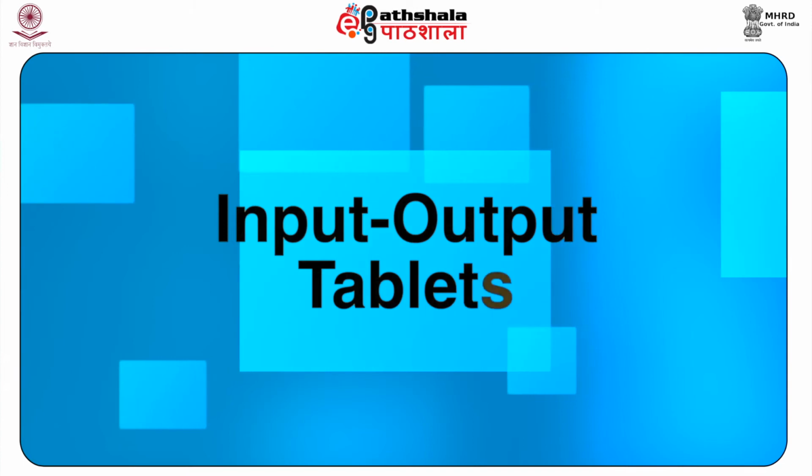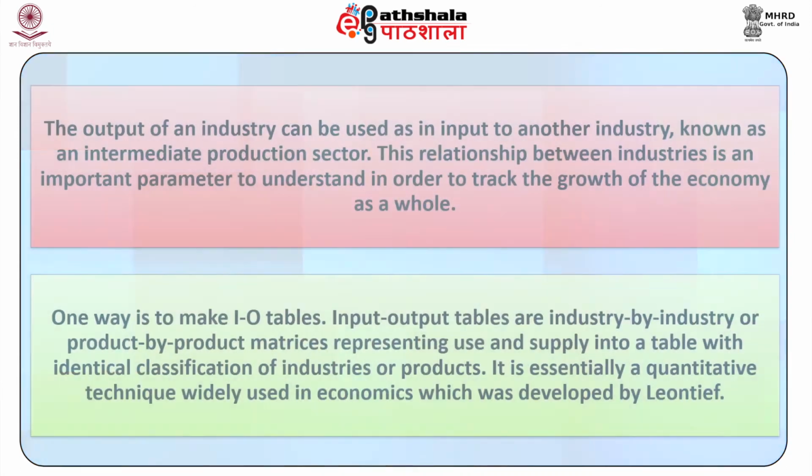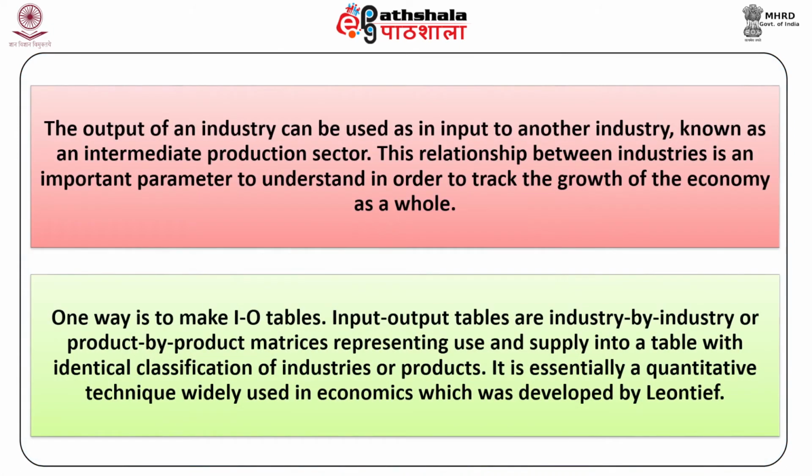Now we can discuss input-output tables. In an economy, various industries are linked to one another. The output of an industry can be used as an input to another industry, known as an intermediate production sector. This relationship between industries is an important parameter to understand in order to track the growth of the economy as a whole. One way is to make IO tables.